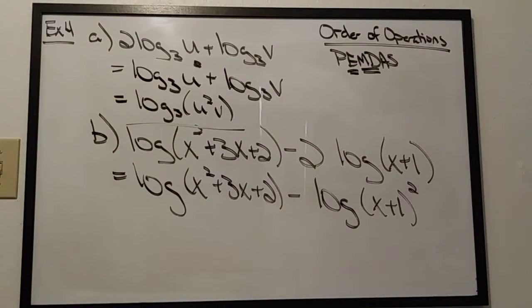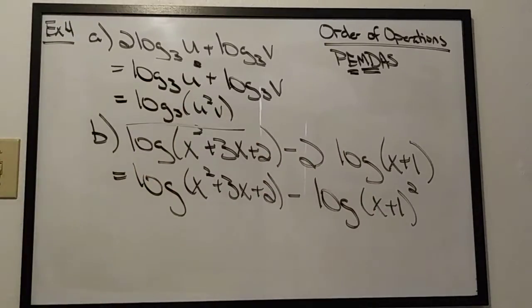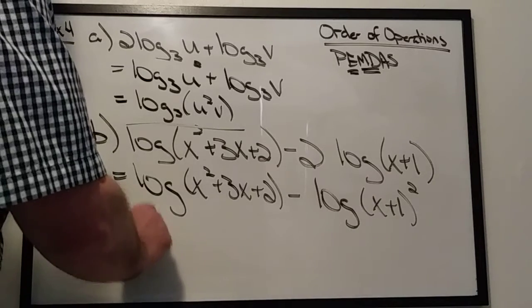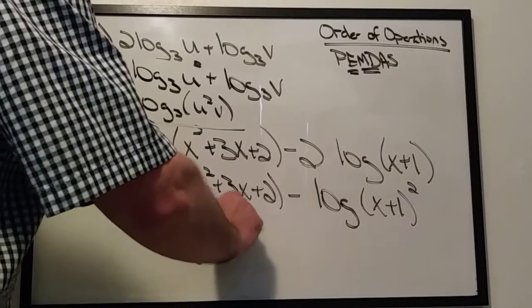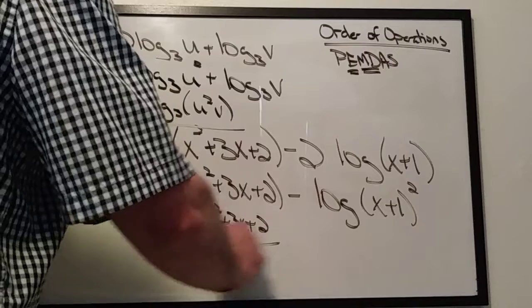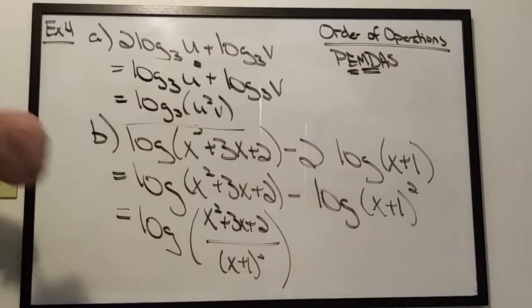Now that I've done my exponent, I can think about my multiplications and divisions. So I have log of somebody minus log of somebody. Notice that the bases are the same, which means I can go ahead and use property 6. Log of somebody minus log of somebody is equivalent to a division. So one copy of the log for the division, and we get x squared plus 3x plus 2 divided by x plus 1 quantity squared.